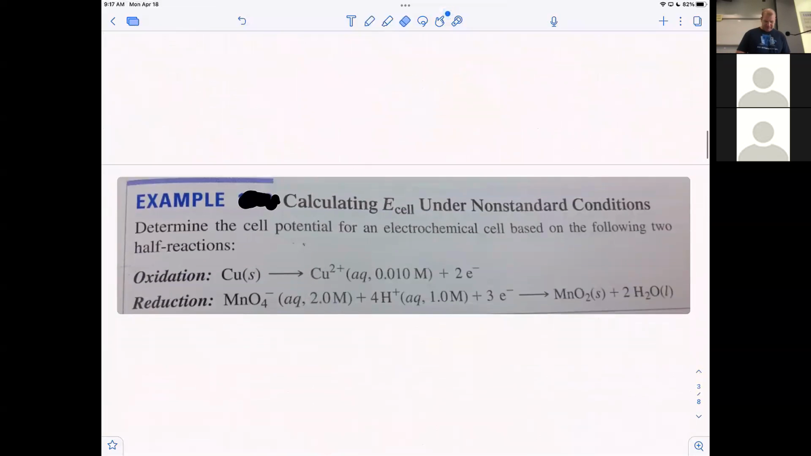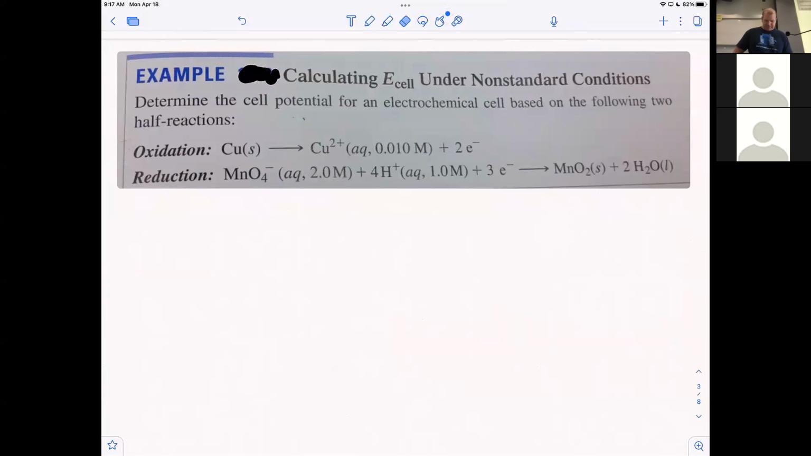So, all right, and now we'll do a Nernst equation. Determine the cell potential for the electrochemical cell based on the following two half reactions. So we have copper going to copper 2+ plus two electrons, and permanganate plus acid plus 3 electrons goes to manganese oxide plus 2 waters. Okay, so it looks intimidating. How do we solve this problem? So let's start out. Well, let's figure out the equations to use. We're going to use the Nernst equation for this one.